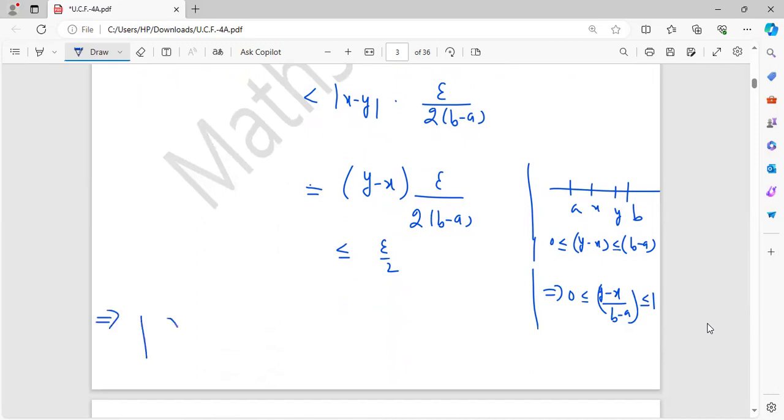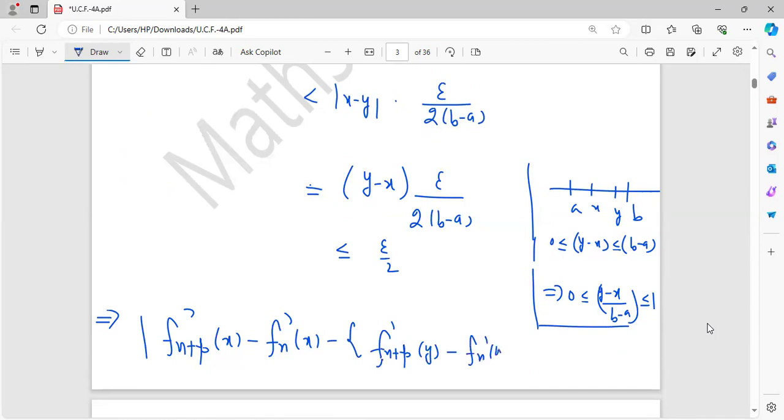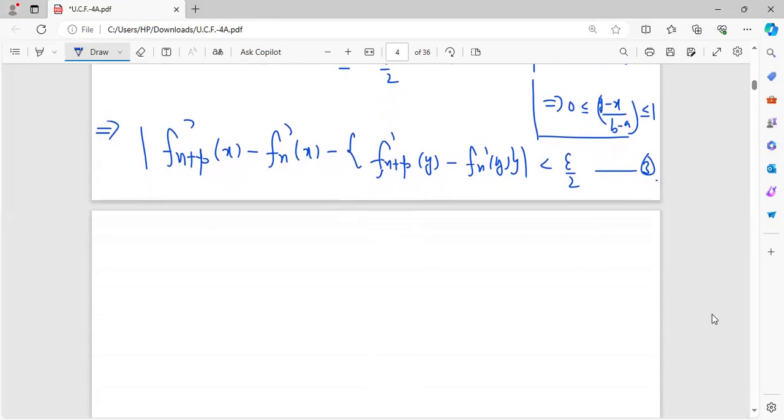So this implies |fn plus p x minus fn x minus fn plus p y minus fn y| is less than epsilon by 2. Let's say it equation number 3. Okay. Now fn plus p x.